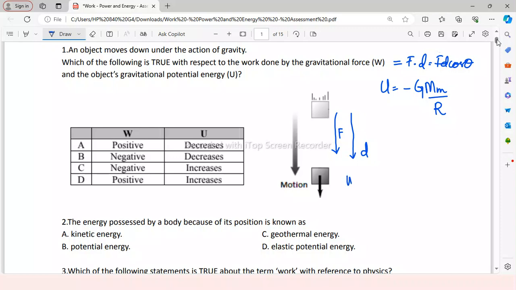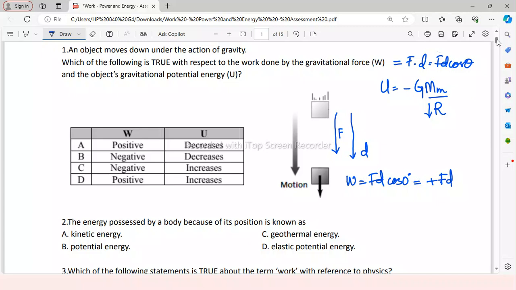This makes us conclude that this Fd cos theta will lead to Fd cos 0 degree, and this cos 0 is nothing but 1. You will get positive product of force and displacement. So you'd say that work done is positive. Now option A and D both have this positive work done. Let's just see how the potential energy changes, right? So they are saying that the object is moving closer to the Earth. That is, the separation between Earth and the object must be decreasing. That is, R is decreasing. You can clearly see that this R is inversely related to the potential energy.